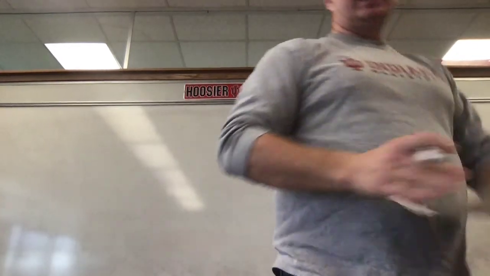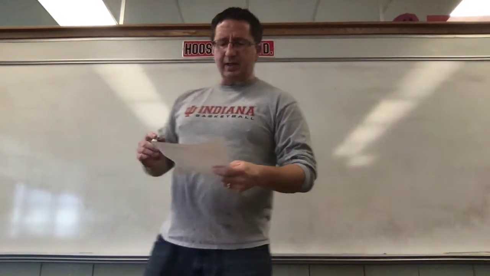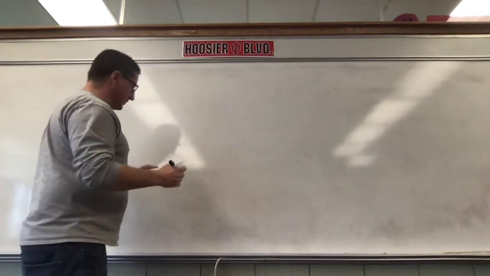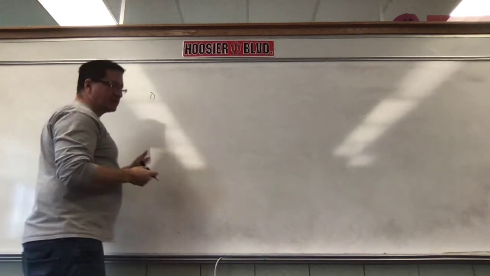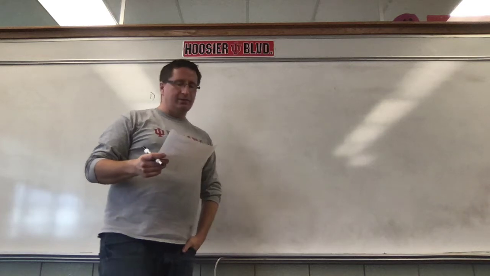So like usual, if you have questions, you can always email me, and I will help you out as best I can. So let's look at the review sheet. Let's work through these. Question number 1 says solve using square roots, and you have to use square roots. If you solve it a different method and get the right answer, you're not going to get full credit.